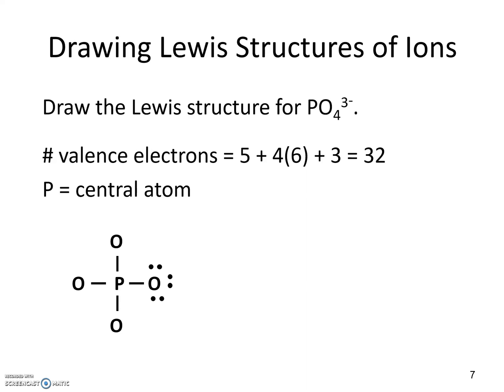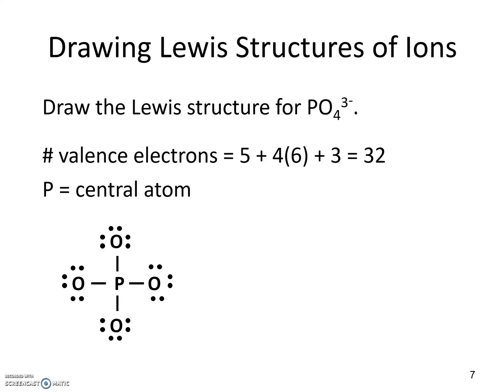So that means phosphorus already has a full valence, but each oxygen needs 6 more electrons to get a full octet. Looks like that. And then I'm going to check my electron total. And I can see that there's 8 electrons around each oxygen, so that gives me a total of 32. Everything's octet is satisfied, so my represented electrons match my total valence electrons, which means my Lewis structure is good.